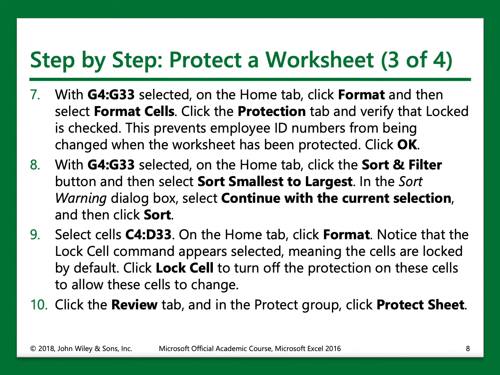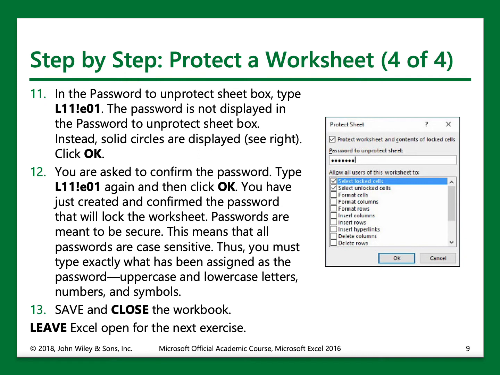Once you've formatted all of that, click the Protection tab and verify that Locked is checked. Okay, and then lock the cells in particular that you've asked to lock here as step 9, and then protect the sheet as a whole. So just making sure there's several layers of protection all put in place there to stop edits from happening. Then, in the Password to unprotect sheet box, type this password to make sure the whole sheet is locked down, and save and close the workbook.